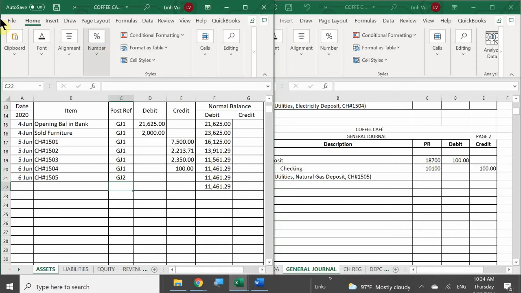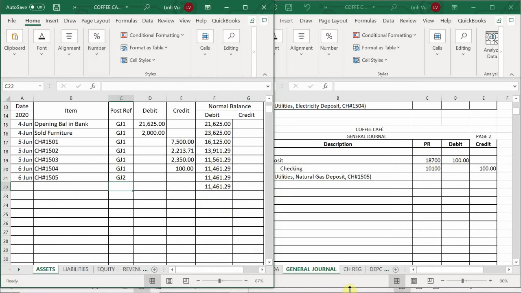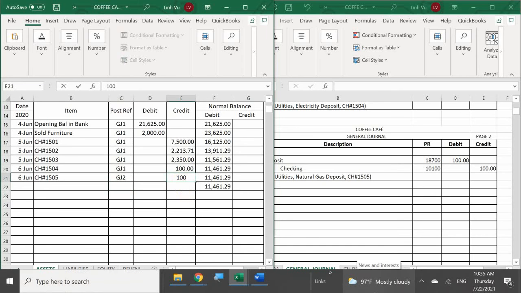And it tells me here, if I look up my transaction, that I've written a check for the natural gas deposit, okay? So $100 goes here, and now my bank account is going to reflect $11,361.29 because I took out another $100.